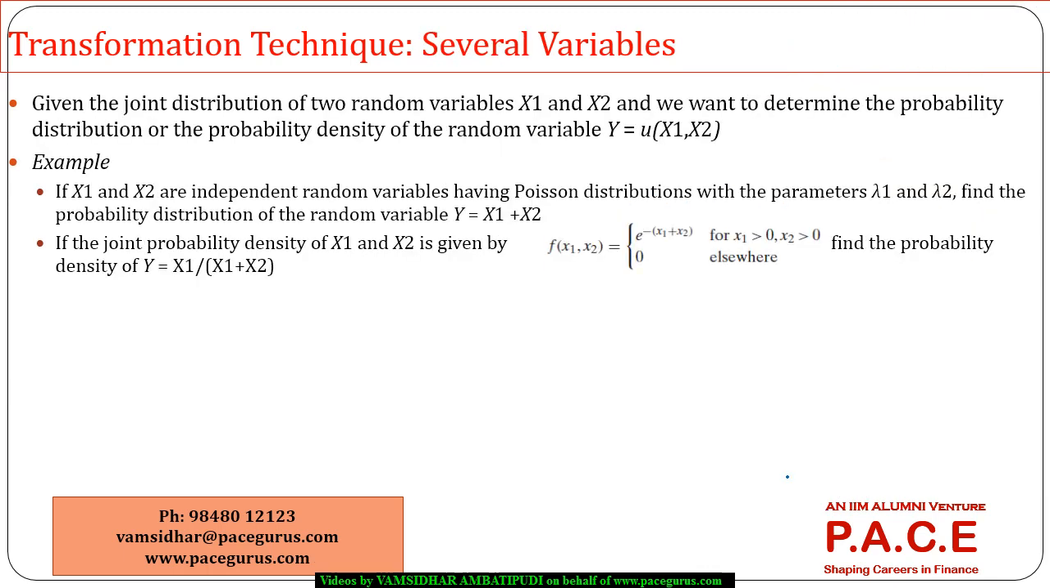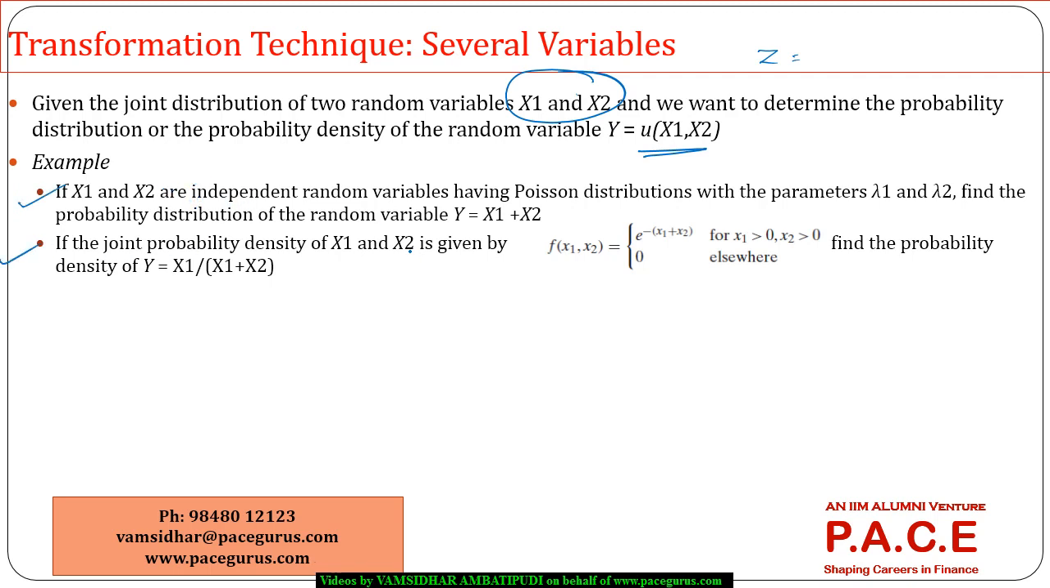The same logic I can extend to multiple variables also, right? We have just looked at z equal to x cube kind of stuff where only one variable was involved. But even if I have a joint distribution of two random variables x1 and x2 given, and I want to determine the probability distribution or the density function of a function of the random variables, u of x1 and x2, still we can employ the same kind of technique. Let's look at an example, one in a discrete case, one in a continuous case.